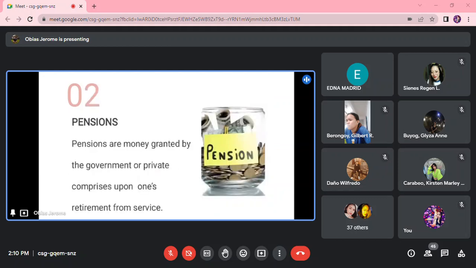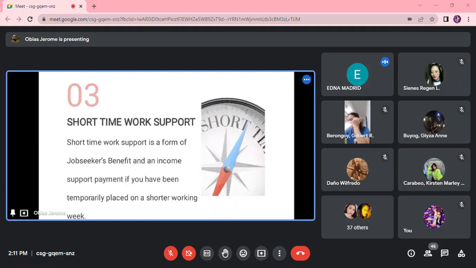Pension naman is granted by the government or private fund for certain services. So, ito naman yung pera na binibigay ng government sa taong nagretire na. Halimbawa, kung teacher ka na nagretire, may makukuha ka pang pera galing sa gobyerno. So, number 3 is short-term work support. Short-term work support is some sort of job seekers and income support for the payment you have given for your days on a shorter work week. So, for example, if your work week has been reduced from a 5-day work pattern to a 3-day work pattern, you can receive support for the other 2 days.